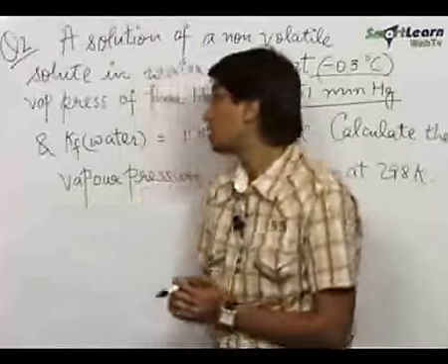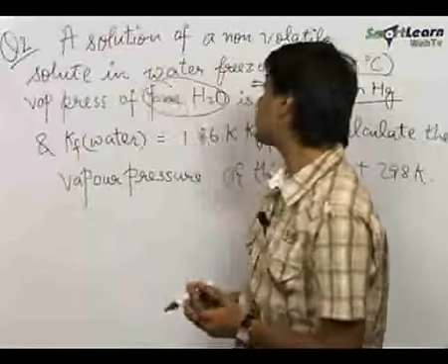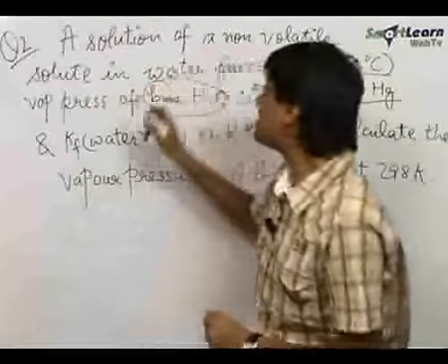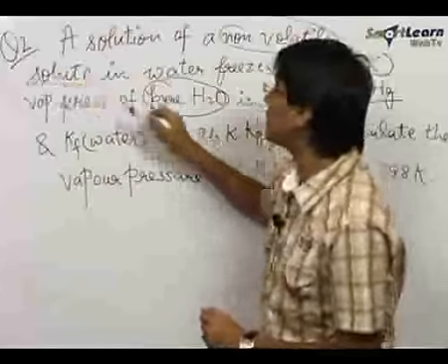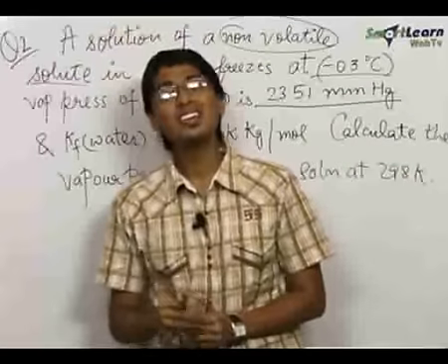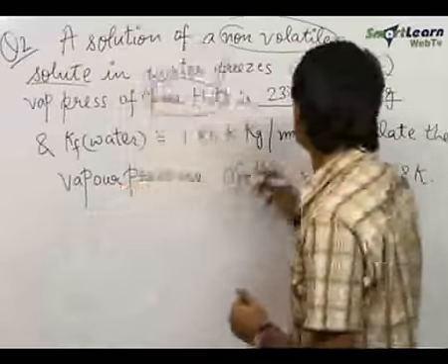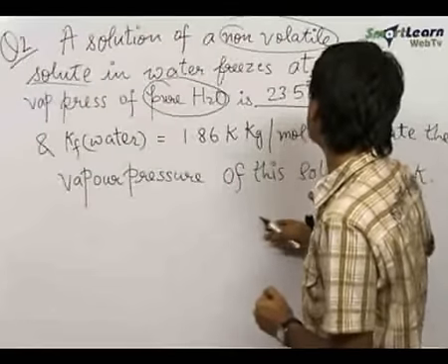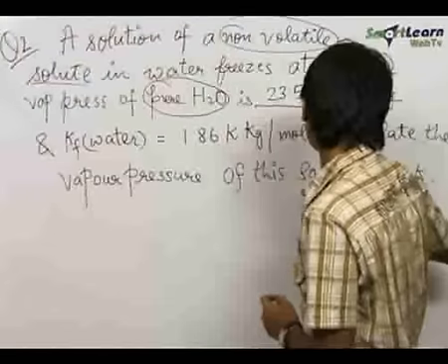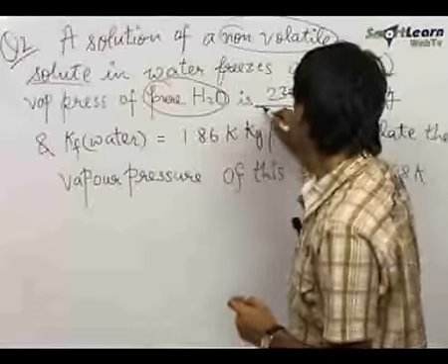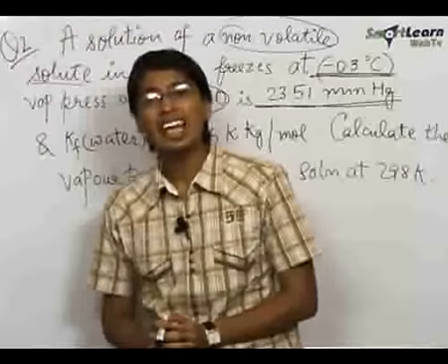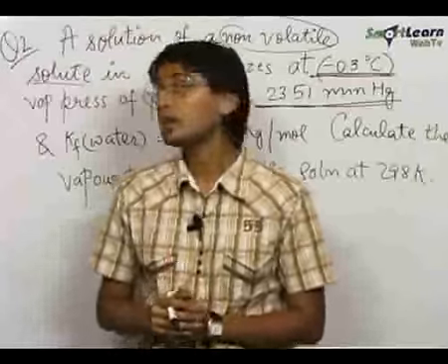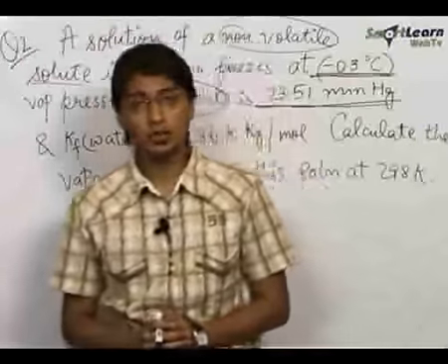Now what happens? There is a pure solvent, water, present over here, and we know that water freezes at 0 degrees Celsius. But when this non-volatile solute is added to this pure solvent water, there is a lowering of vapor pressure of water. And it is given that this solution freezes at minus 0.3 degrees Celsius. Vapor pressure of water is given to be 23.51 millimeters of mercury, and we need to find the new vapor pressure of the entire solution, which comprises water as well as this non-volatile solute.